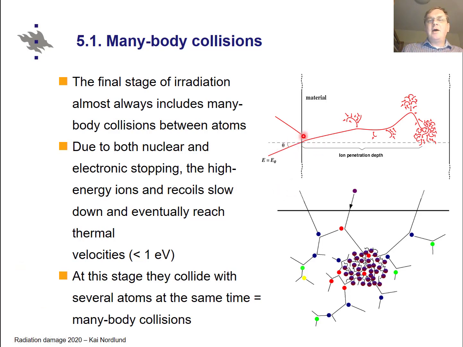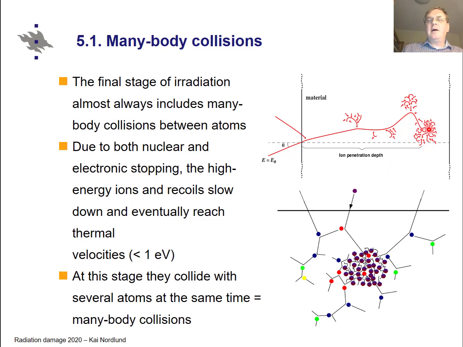We have an ion coming in on a material, it moves to some depth. This depth is determined by the electronic and nuclear stopping powers, but eventually the nuclear stopping power starts to dominate and one gets this set of many-body collisions between atoms.